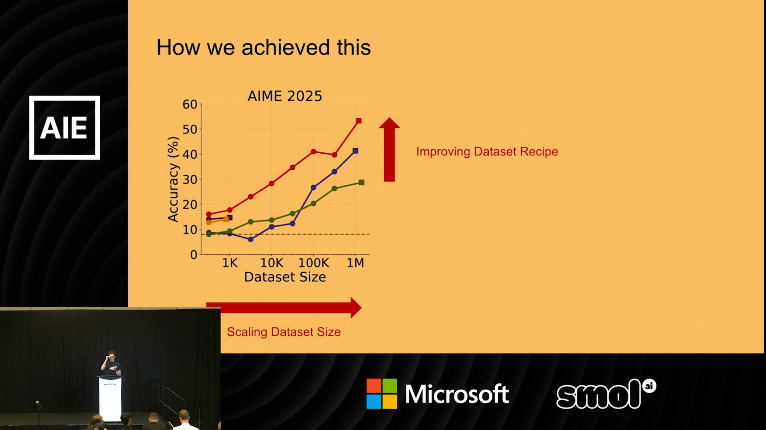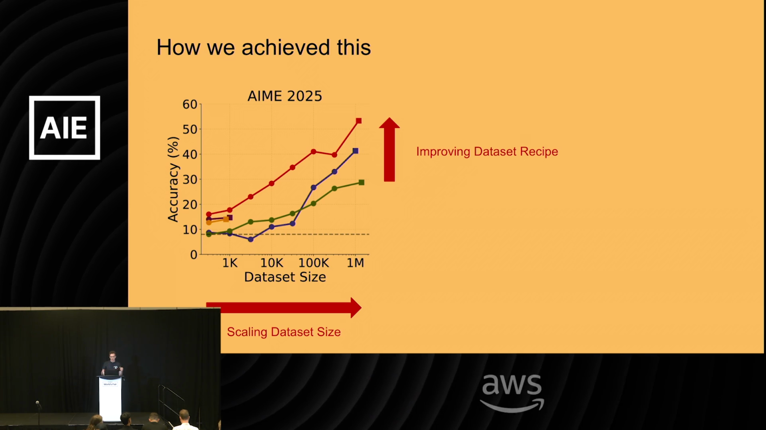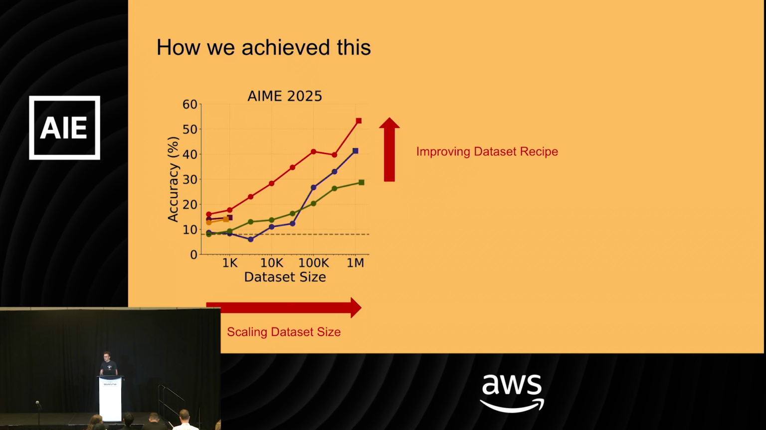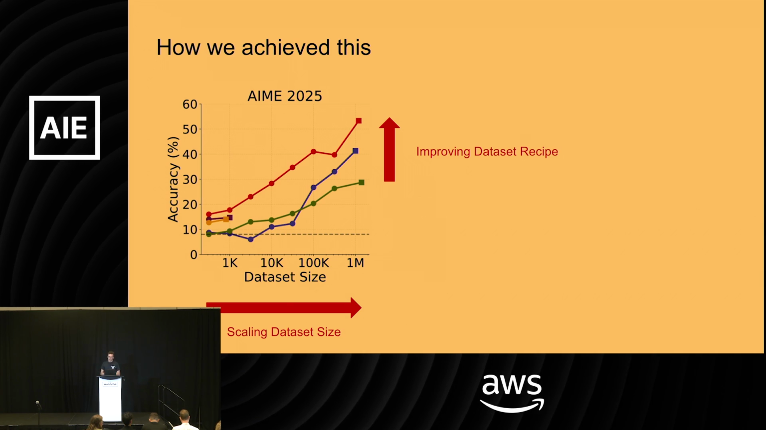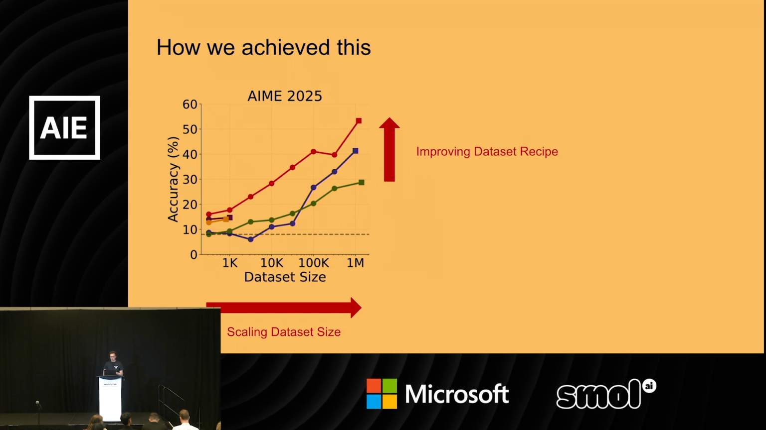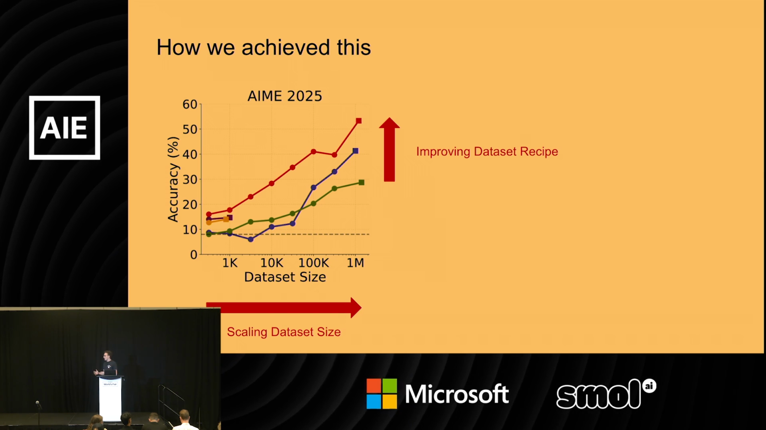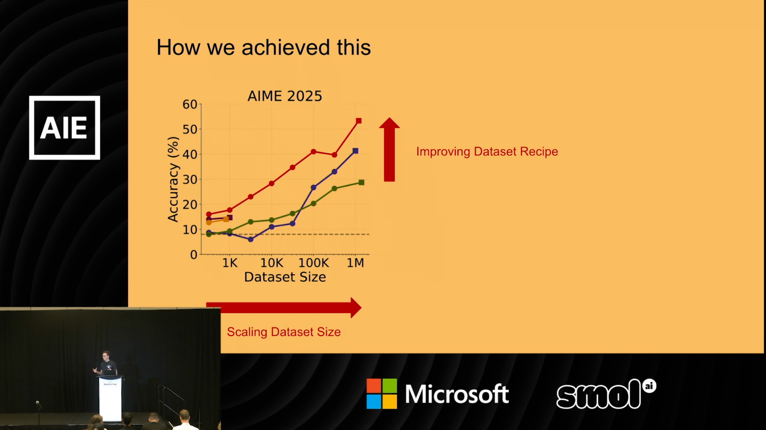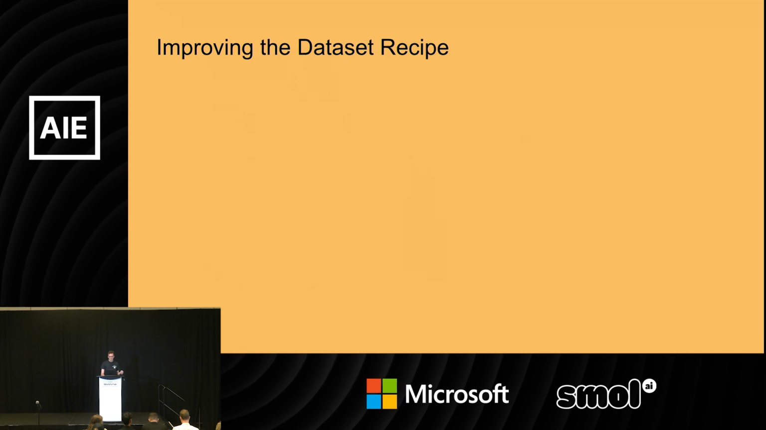So this is what I was talking about before. This is improving the dataset recipe. Given a fixed dataset recipe, you can always scale it larger and you can always have higher performance. But if you want to push your performance to the absolute maximum, the real question is, how do I create the best dataset? And therefore, what is the best recipe for the dataset?